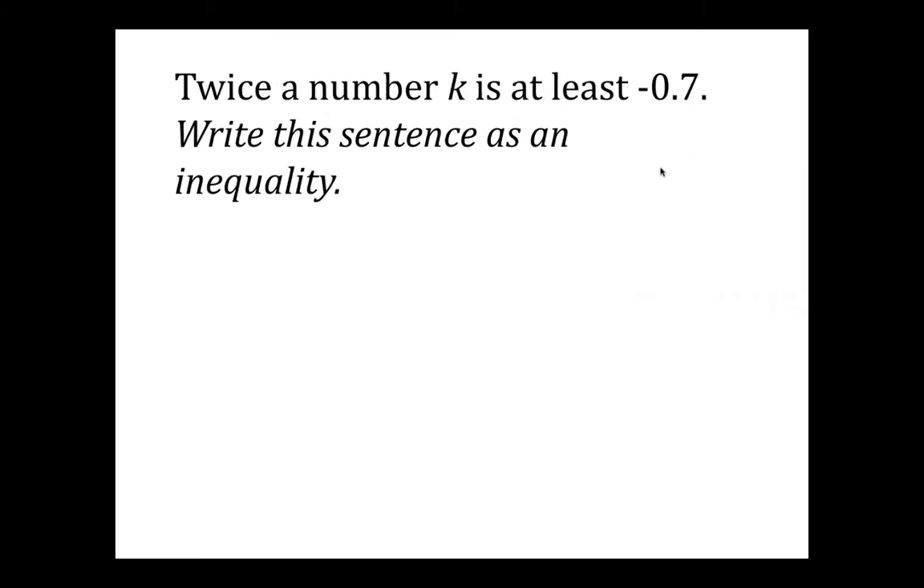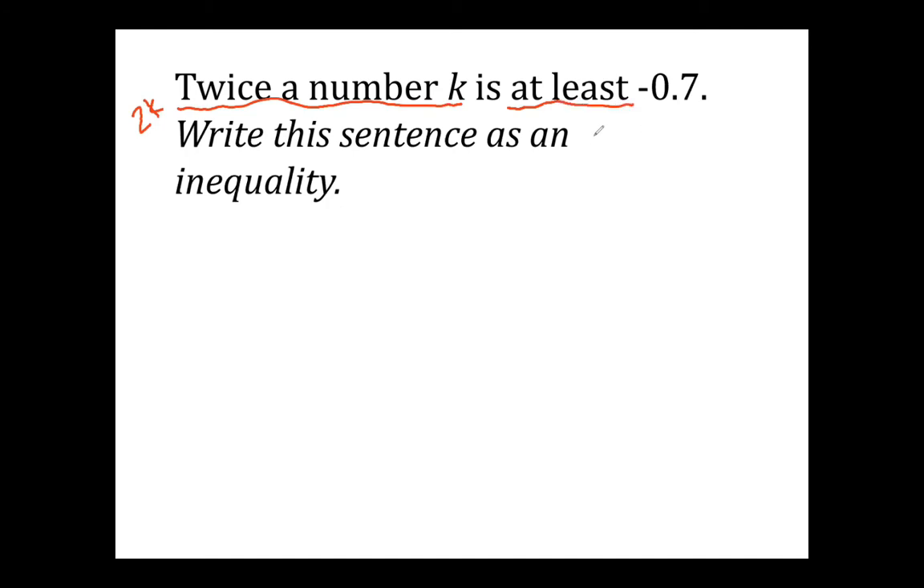Now we have twice a number k is at least negative 0.7. We're going to write the sentence as an inequality. So we have a number k, twice a number k in this case. So we know that we're going to have twice of this number k. That means we're going to multiply it by 2. So that will be 2k, 2 times k is at least.